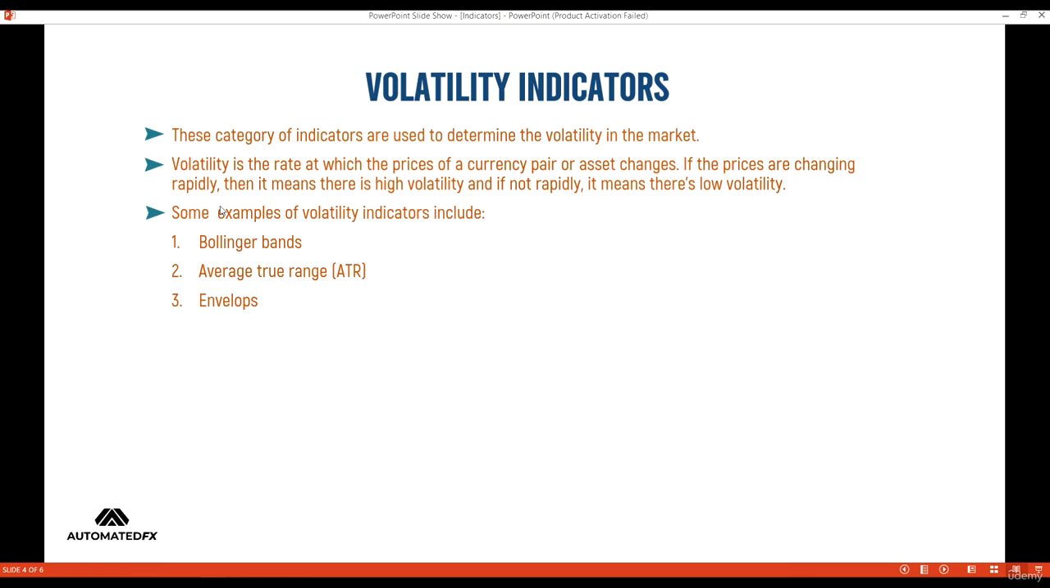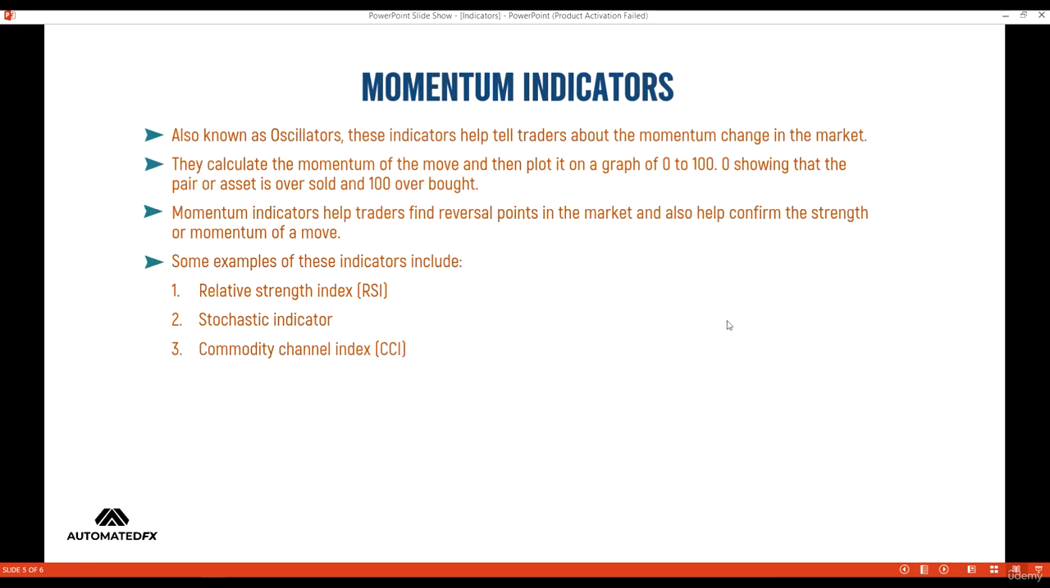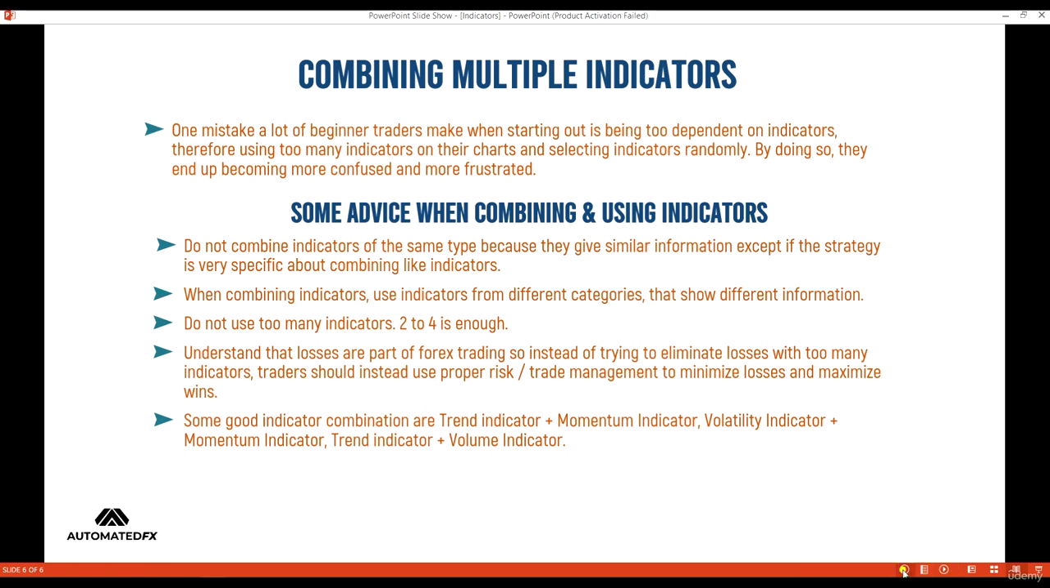Some examples of volatility indicators include Bollinger Bands, average true range, ATR, and envelopes. We are going to look at a lot of these indicators. These types of indicators, volatility indicators, tend to show you how volatile the market is. Now we have the last type of indicators, which is the momentum indicators.